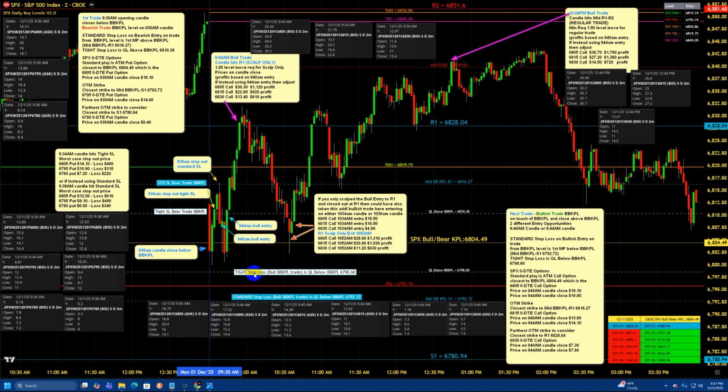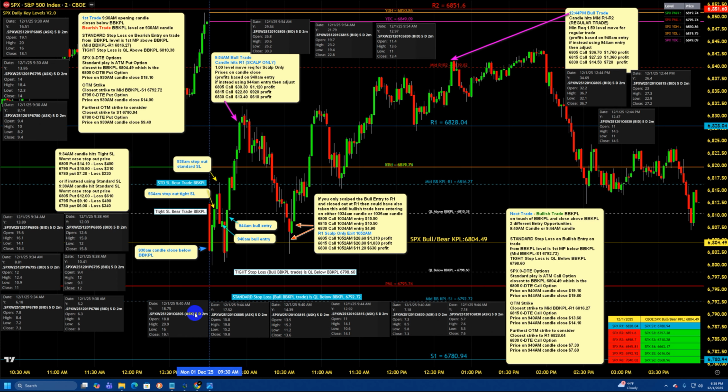Standard stop loss in the bullish entry is just the reverse of the bearish trade that we had on the BBKPL. So on a bullish trade, the tight stop loss is the first QL below BBKPL, so it's the QL below the level you're trading. Standard stop loss, first midpoint below the level you're trading, in this case this level here. Standard play is the at the money, meaning the closest strike to the BBKPL, since that's the level we're trading from. So in this case, 68.05 call option.